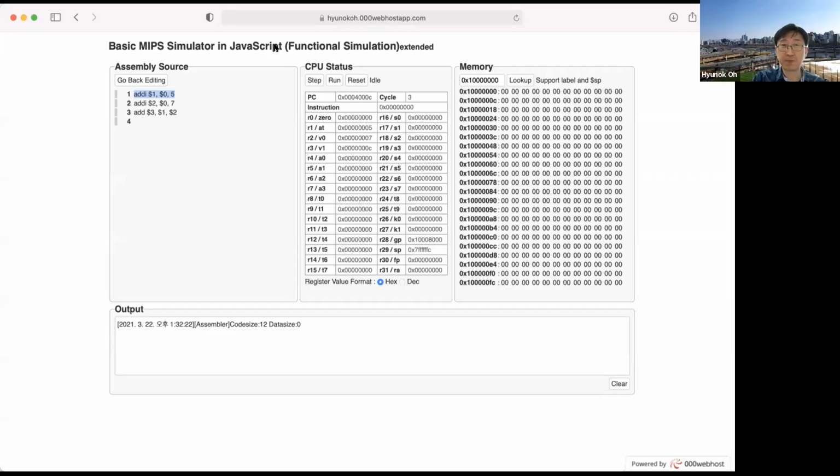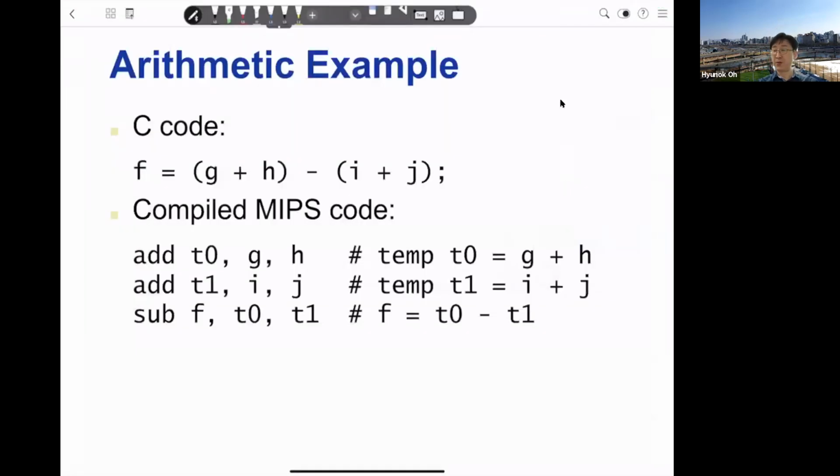Okay, then let's look at some examples. Let's look at this code. F equals G plus H minus I plus J, right? This is complicated because there are 2 additions and 1 subtraction. In this case, we have to divide it into 3 instructions. First we do the first addition, then the second addition, and last the subtraction. Here let's assume that G is 3, H equals 5, I equals 2, J equals 1, like this.